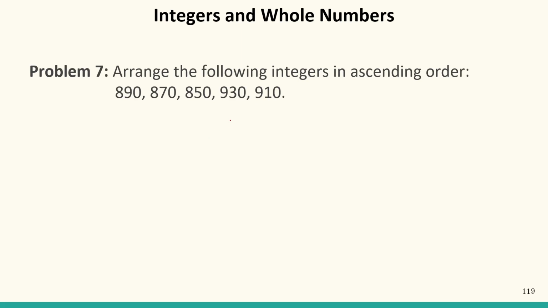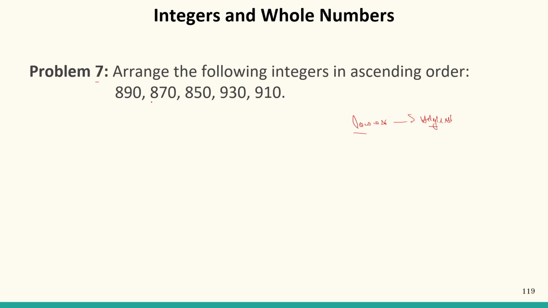So let's go forward with problem number 7. What it tells us to do is to arrange the following integers in ascending order. So what is ascending order? That is from lowest to highest. So it isn't asking us to go forward from last to first or from highest to lowest. It tells us to go from lowest to highest. So it will be what?